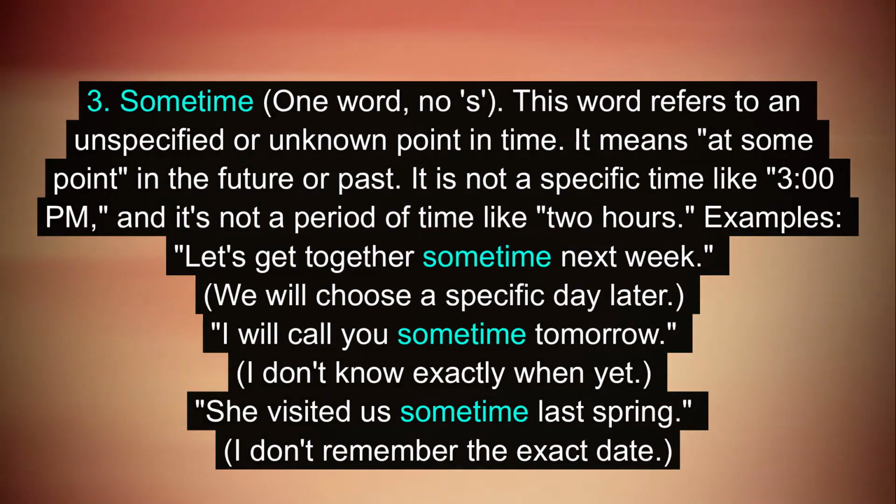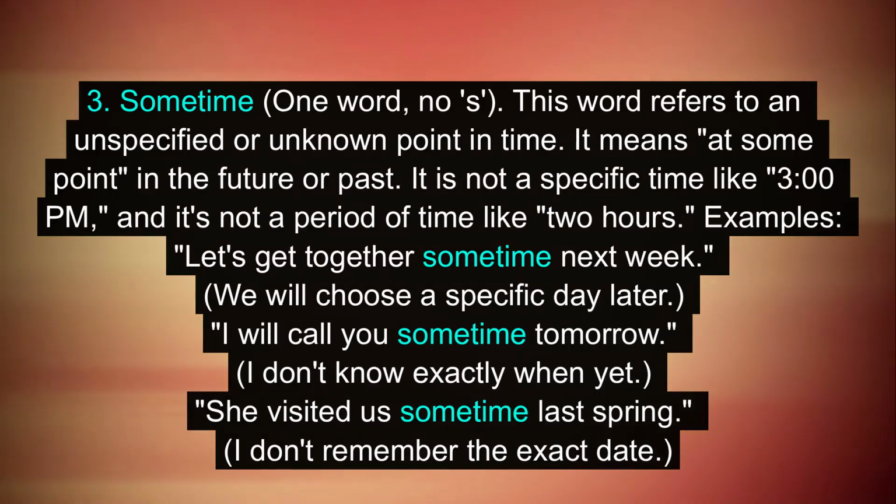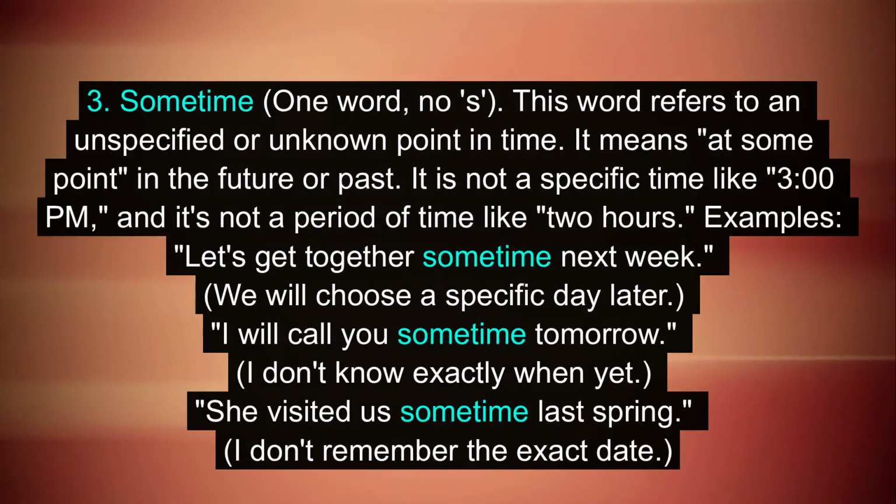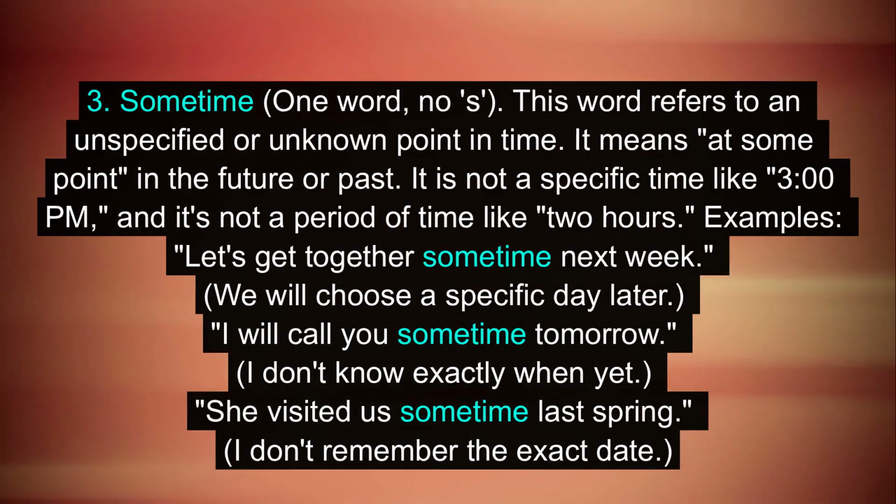Examples. Let's get together sometime next week. We will choose a specific day later. I will call you sometime tomorrow. I don't know exactly when yet. She visited us sometime last spring. I don't remember the exact date.